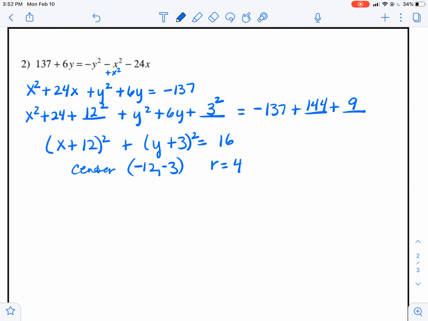Okay, so that is how you take it from one form to the other, and we've been doing completing of the square, so hopefully you are comfortable enough with that to change these forms.